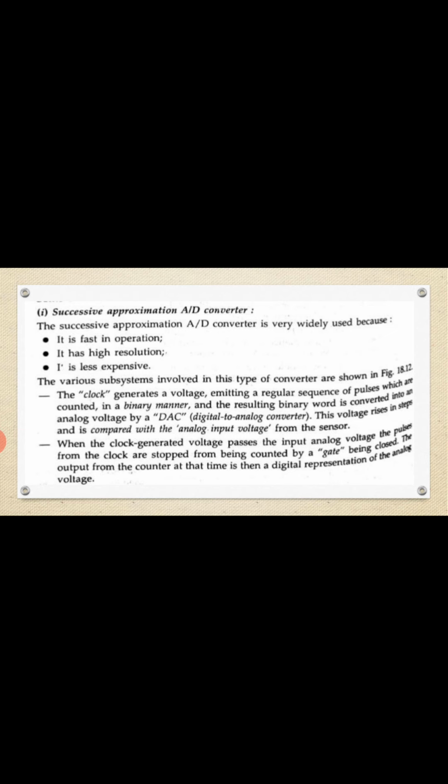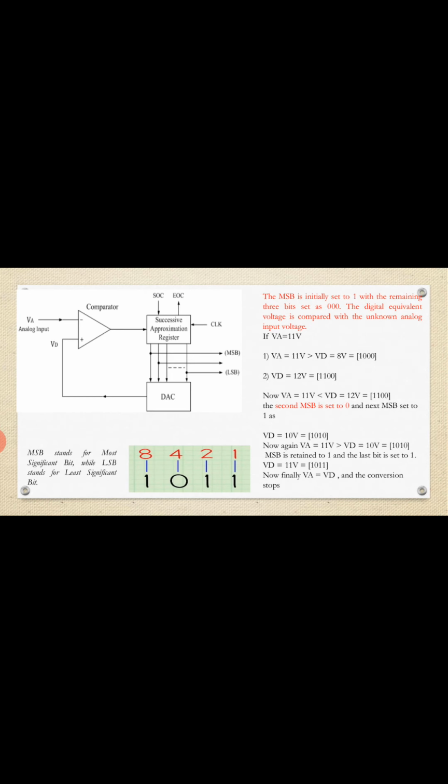Here it is fast in operation, it has high resolution, and it is less expensive. These are the advantages we can say. And the working is explained here. I am facing a little difficulty explaining this; if it were board work, it would be clearer. Anyhow, try to understand.